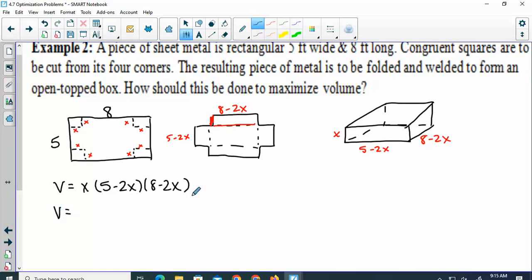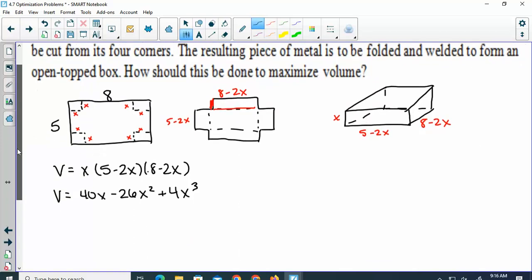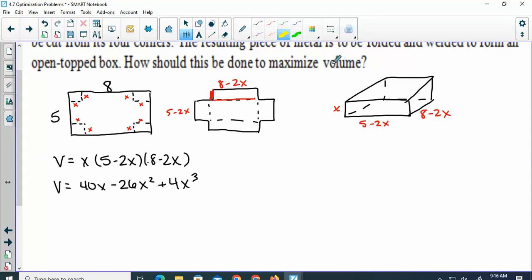So I definitely don't want to have to try to do the product rule 3 times here, so let's multiply it out. And if I FOIL these, that's a 40 distributed to x, so we get 40x minus 10 and minus 16, so minus 26x squared plus 4x cubed. And again, I did volume because that's the thing I'm trying to maximize. So then if I want to maximize, what do we have to do? Derivative.